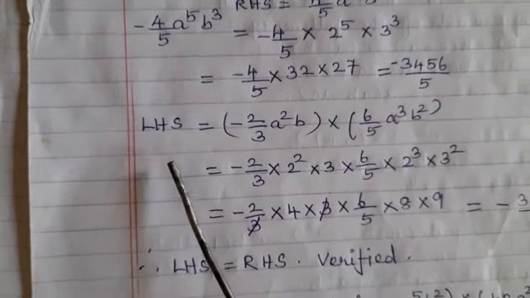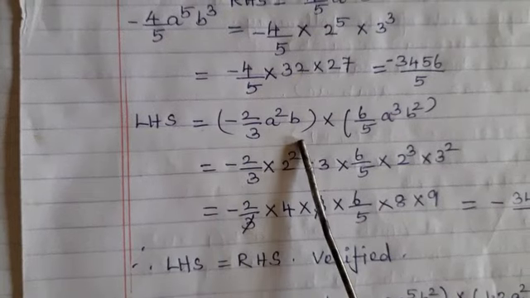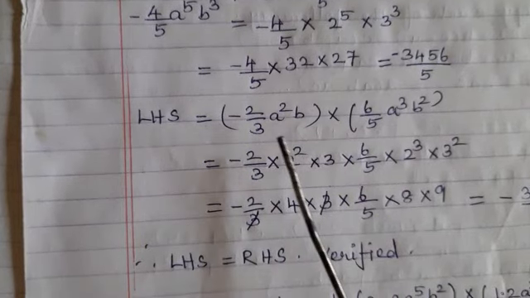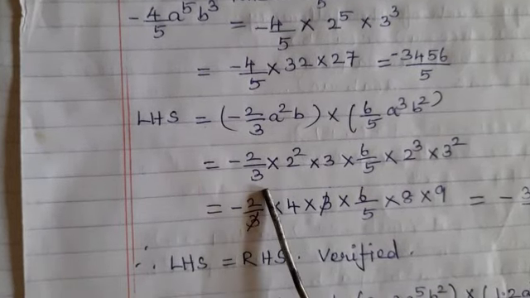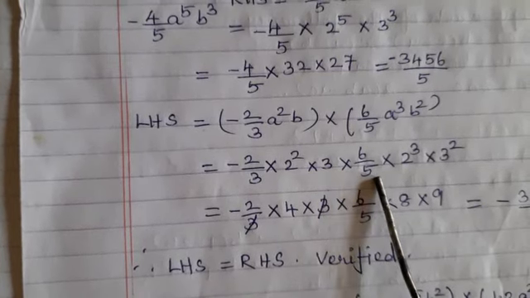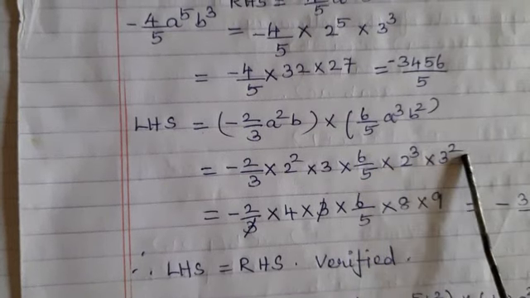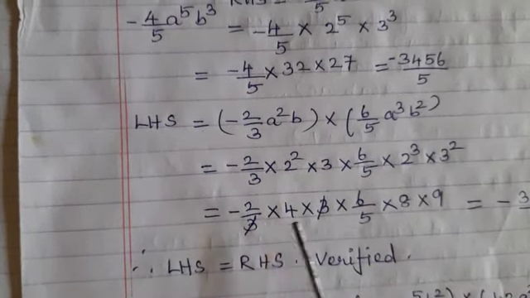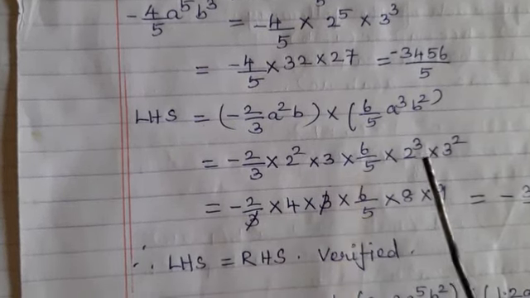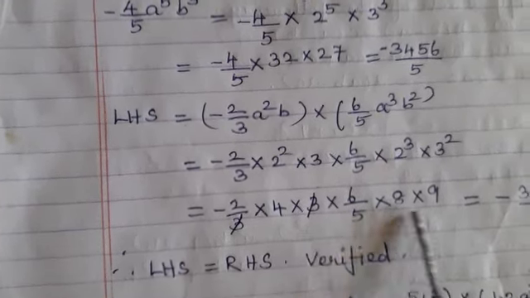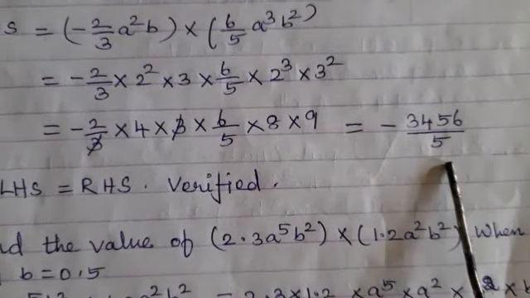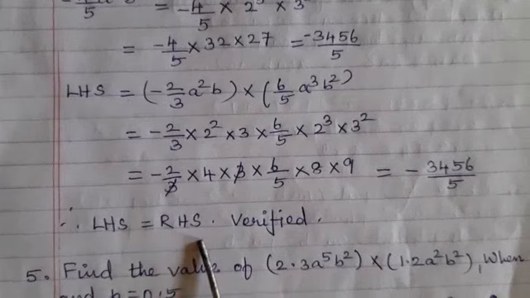Now LHS is the question, minus 2 by 3 a squared b multiplied by 6 by 5 a cube b squared. So in place of a and b we will put the values. Minus 2 by 3 multiplied by 2 squared multiplied by 3 into 6 by 5 multiplied by 2 cube multiplied by 3 squared. So 2 squared is 4, that is minus 2 by 3 multiplied by 4 into 3 into 6 by 5, 2 cube is 8, 3 squared is 9. You do the simplification, you will get the same answer, that is minus 3456 divided by 5. So therefore LHS equal to RHS, that is verified.